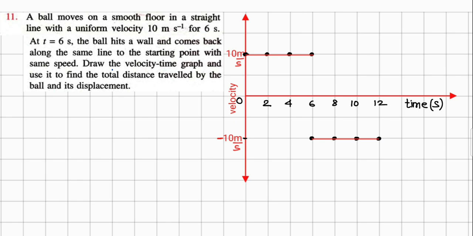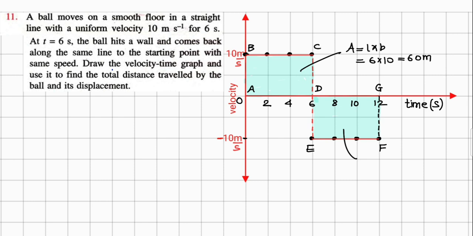Now from this graph they have asked you to find the distance, so let me draw this dotted line. So the total distance traveled will be the area of the region BCDA, that is the rectangle, and the other rectangle is DGFE. I'll shade them. So let's calculate the area of these two rectangles. That is length into breadth, 6 into 10, 60 meters. Similarly, the area of this rectangle also will be 6 into minus 10. Minus 10 is for the direction, but still I'm writing it. But for distance, you don't need this minus 60.